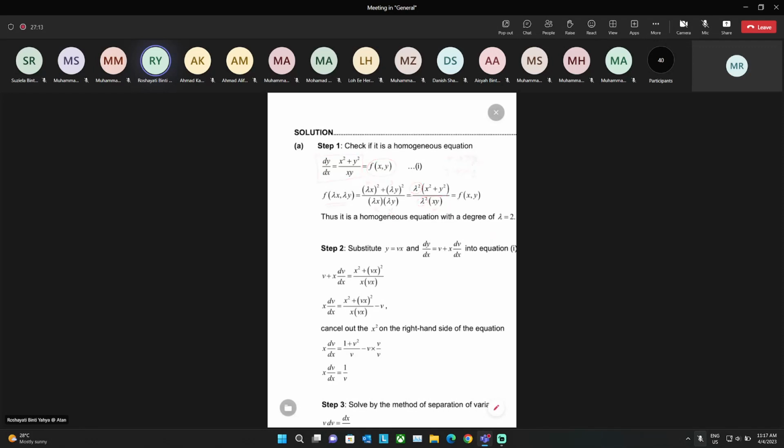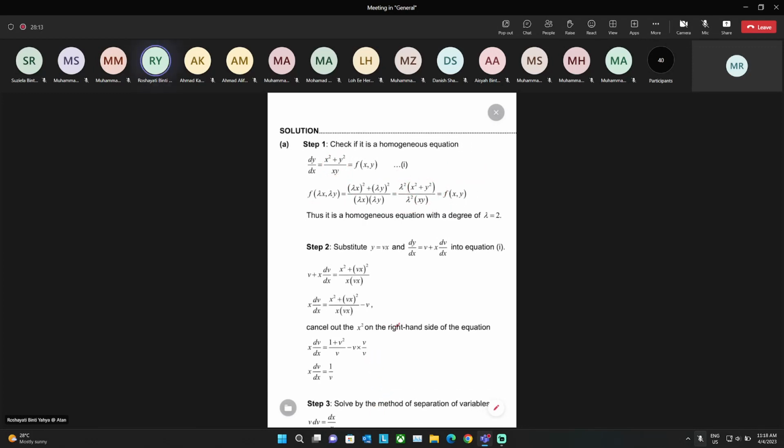So here, what you can see, this is your f(x,y). Even if you replace your x with lambda x, in the end, you will get this f(x,y). But because this is factorized by lambda, this shows that f(x,y) just now is equal to f(lambda x, lambda y). Do you have any question? Same with this, because we get this f(x,y) back. Okay, thank you. Thus, this is a homogeneous equation with degree of lambda equal to 2.